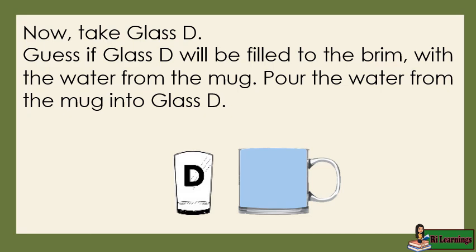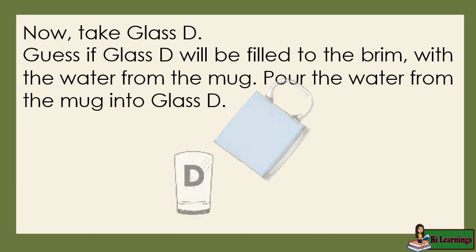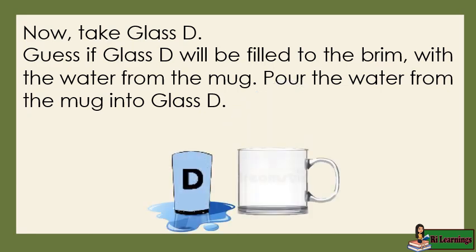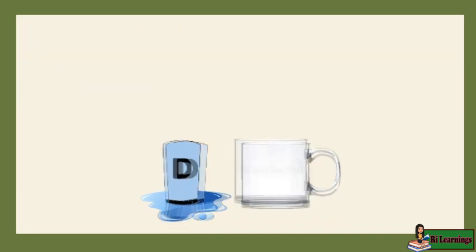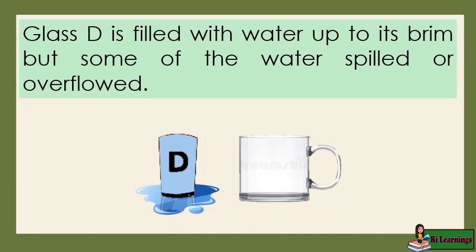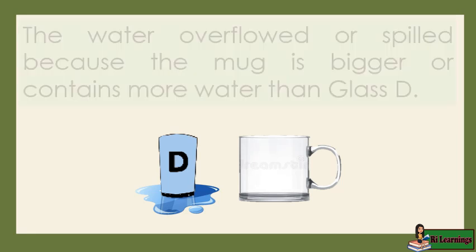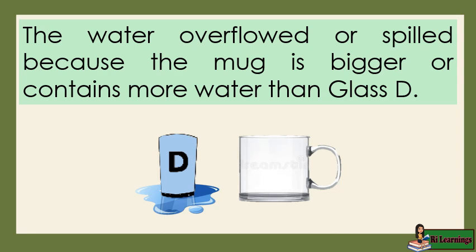Now, take glass D. Guess if glass D will be filled to the brim with the water from the mug. Pour the water from the mug into glass D. Glass D is filled with water up to its brim, but some of the water spilled or overflowed. The water overflowed or spilled because the mug is bigger or contains more water than glass D.